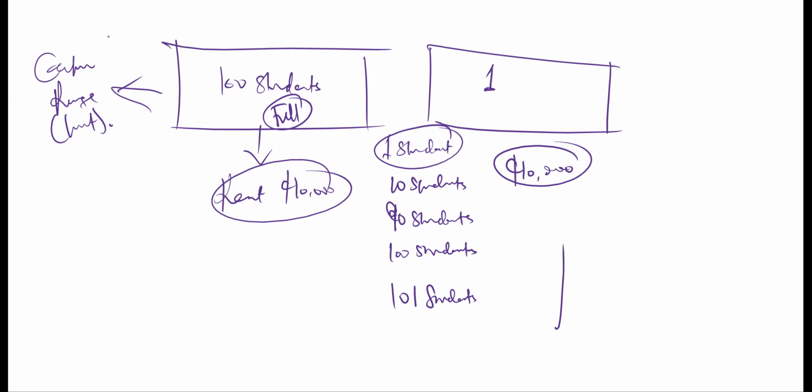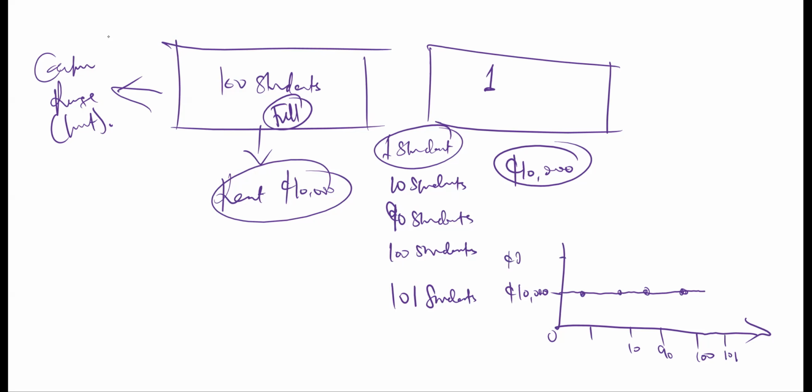For instance, if I put this onto a graph, whether I bring no students or I bring up to 100 students, it's the same cost of 10,000 cedis I'm going to incur. If I bring one, I pay 10,000. If I bring 10, I pay 10,000. If I bring 90, I pay 10,000. If I bring 100, I still pay the same 10,000. So you see the diagram looks like this. But immediately I bring 101 students, I will incur another extra cost of 10,000, so I'll start paying a total rent of 20,000.